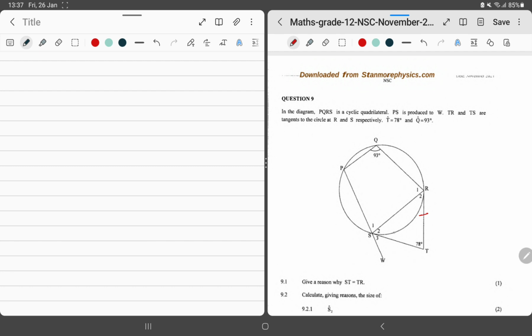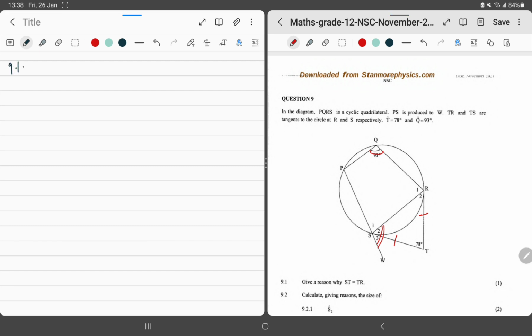So RT is equal to ST because those are tangents drawn from a common point. And then this whole angle should be equal to Q because it is an exterior angle of a cyclic quad.